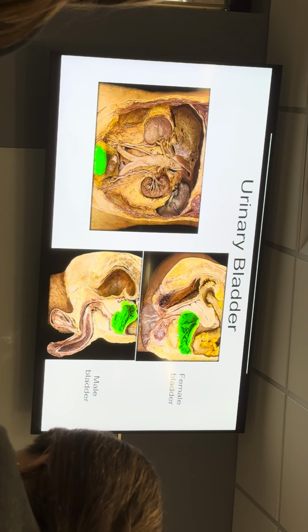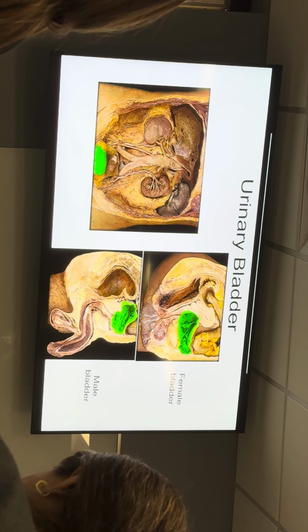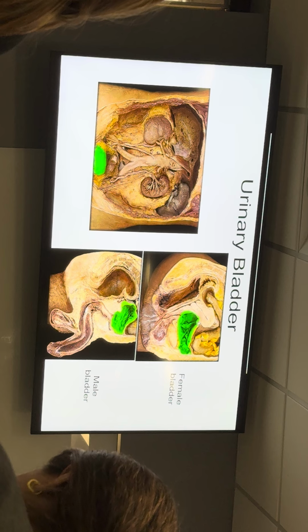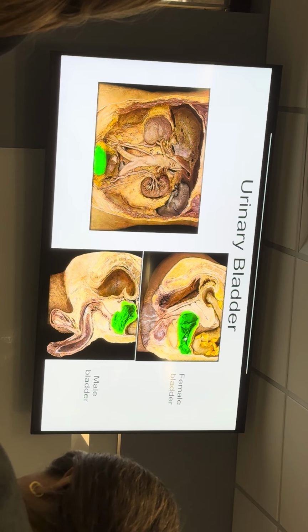So here's a bladder on a woman and on a man. The bladder is the exact same, in the same position, but in a woman, her uterus is usually sitting on top. In a pregnant woman, her uterus completely crushes the bladder.